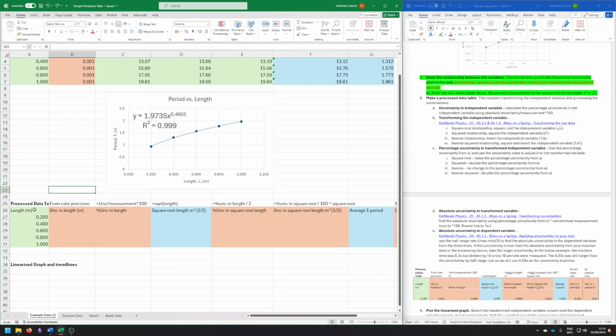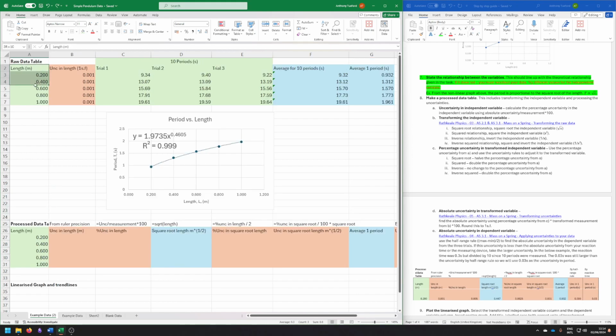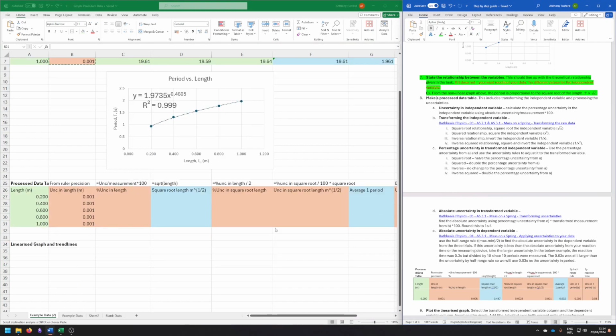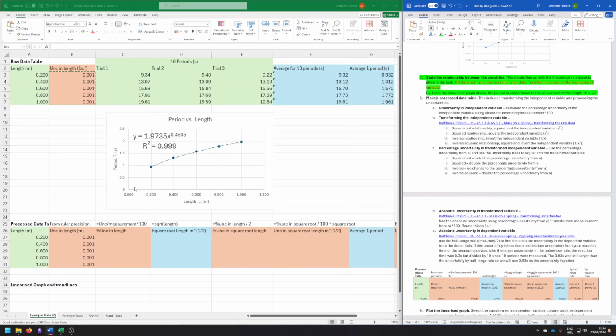Alright, our processed data. Firstly, copy your independent variable, so length, Control C, Control V, as well as the uncertainty in that length. This step is kind of optional, but I strongly recommend it because we have uncertainties both in the length measurement and in the time period measurement. For NCEA Level 3, you technically only need one of those error bars, so one direction, but it is best practice to have both. So I'm going to show you both.